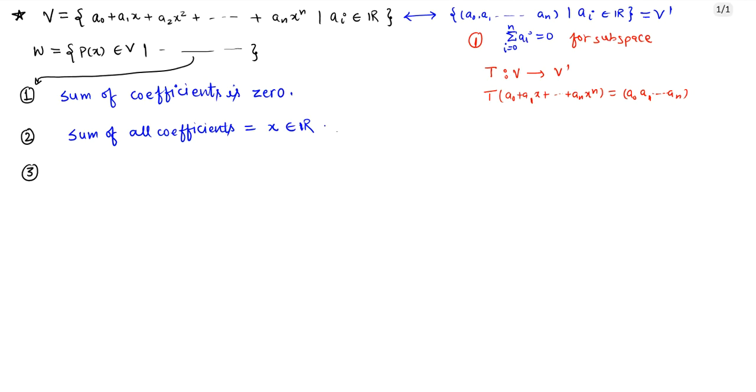Okay, next: is this a subspace or not? If we write p(x) is equal to p(-x), yes, we can write that. Does this become a subspace or not? What do you mean by p(x) is equal to p(-x)? This means the collection of all even polynomials.